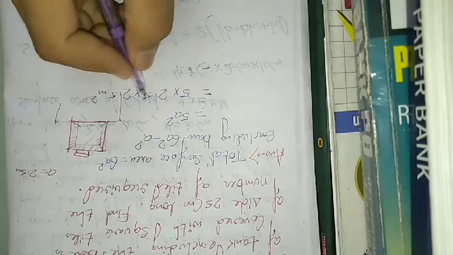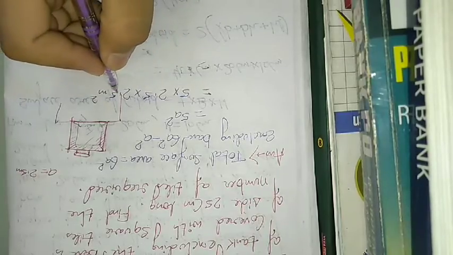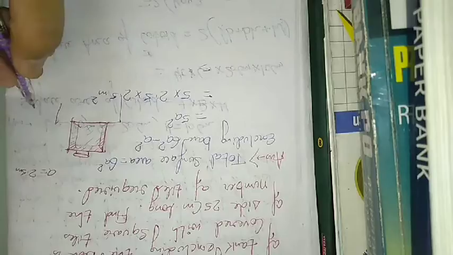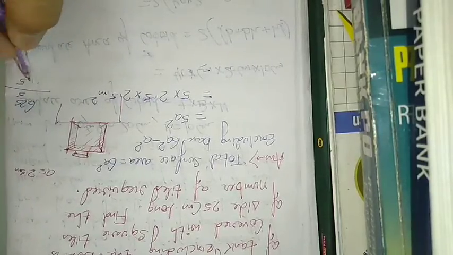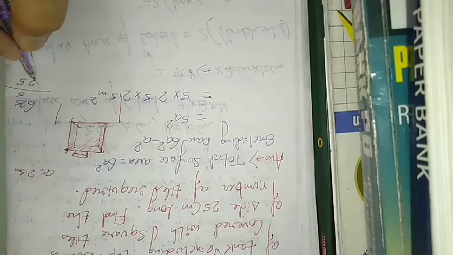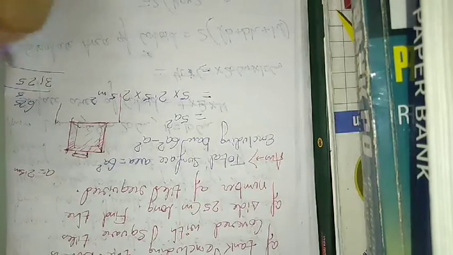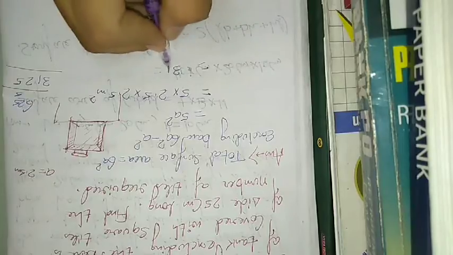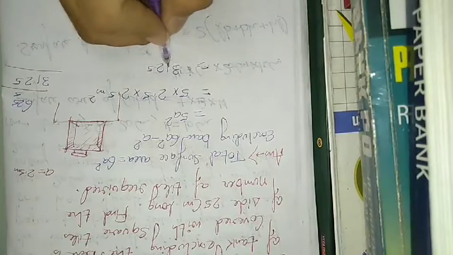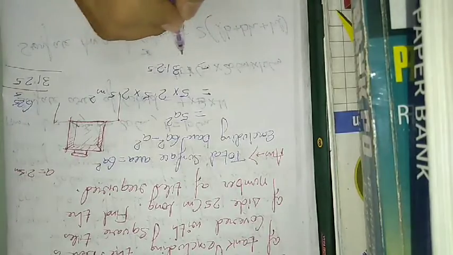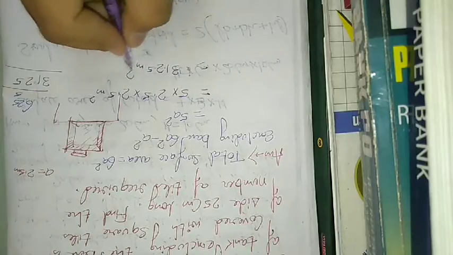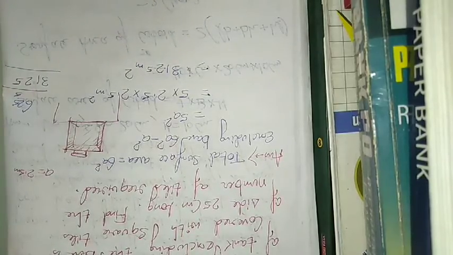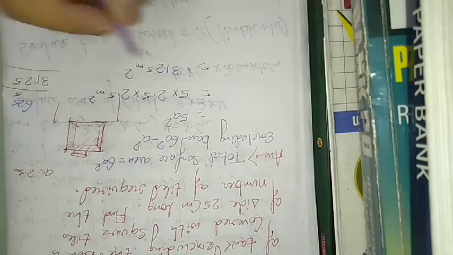Let's take this as 25. 25 into 25 is 625. 625 into 5: 5 fives are 25, carry 2; 5 twos are 10, plus 2 is 12, carry 1; 5 sixes are 30, and 1 is 31. So 3125. Now this is 31.25 meter square, right? This has to be converted into centimeter square.